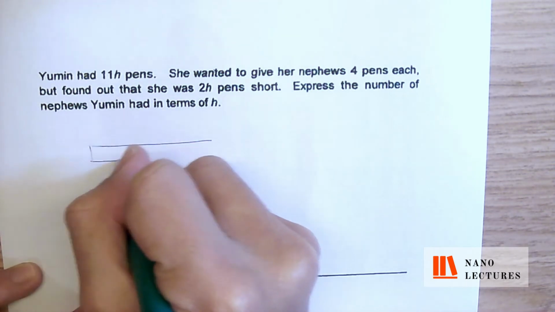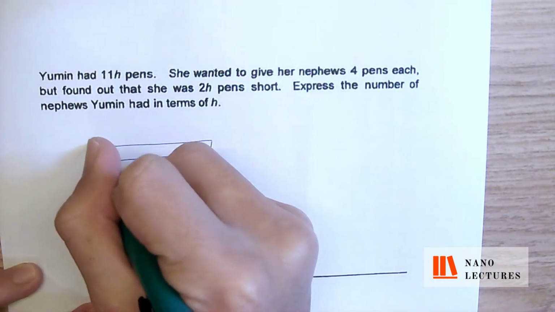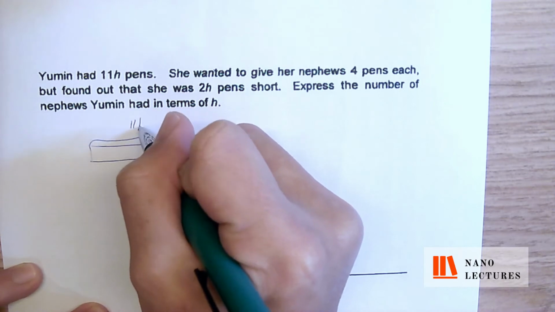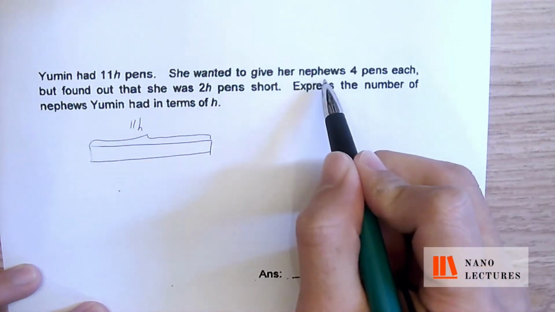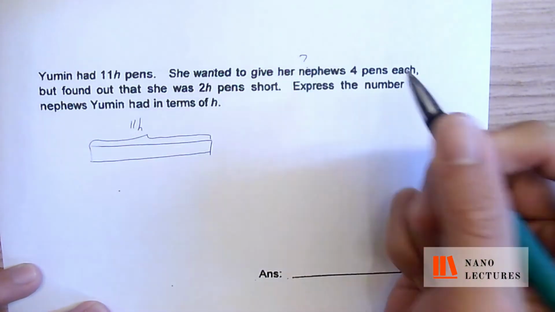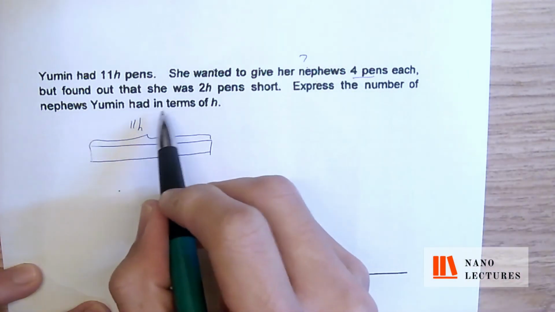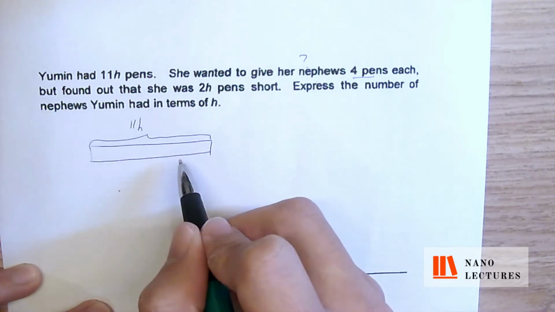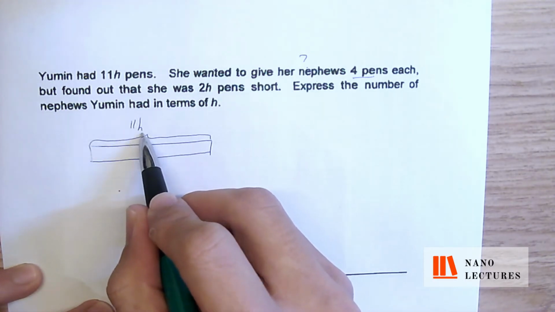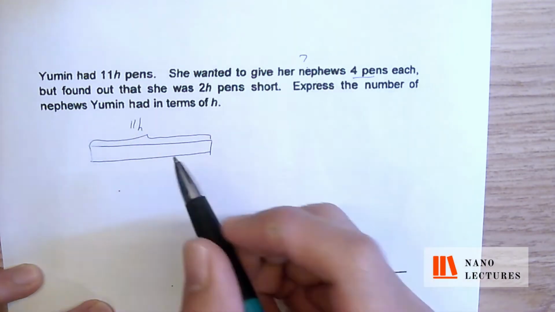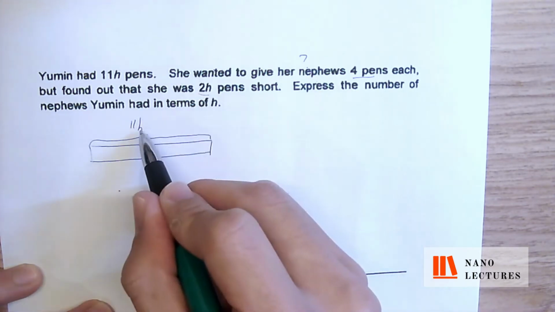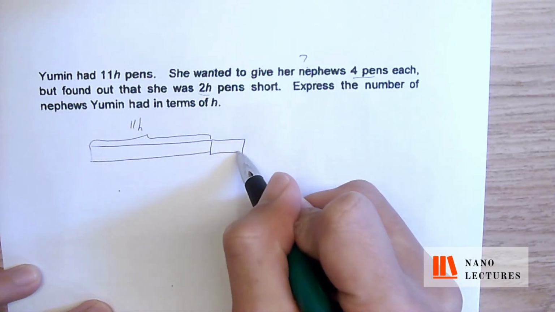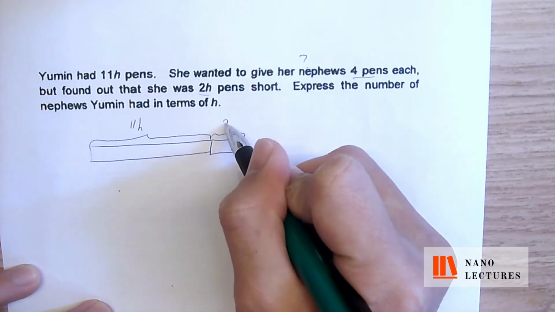So we know that she had 11H pens. Then she wanted to give her nephews, no idea how many, 4 pens each, but found out that she was 2H pens short. What does this tell us? It tells us that 11H cannot be divided by 4. But if you add 2H to the 11H, then you can divide it by 4.